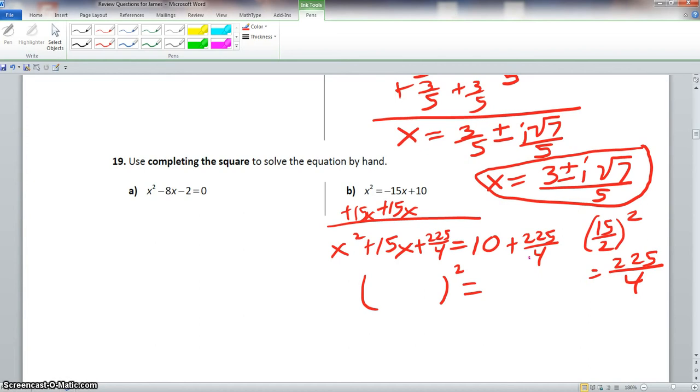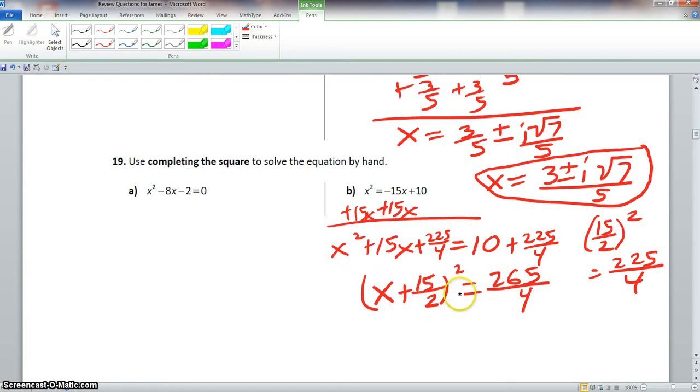And this will give you 265 over 4. Once you take 10 plus 225 over 4, it'll give you 265 over 4. And then this parenthesis on the left side, we know x will go here. And then we would take the number that we squared. We squared a positive 15 over 2. So it'd be plus 15 over 2.